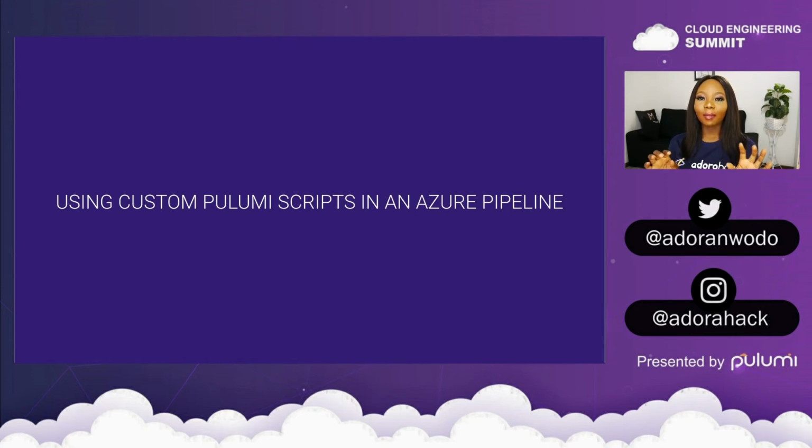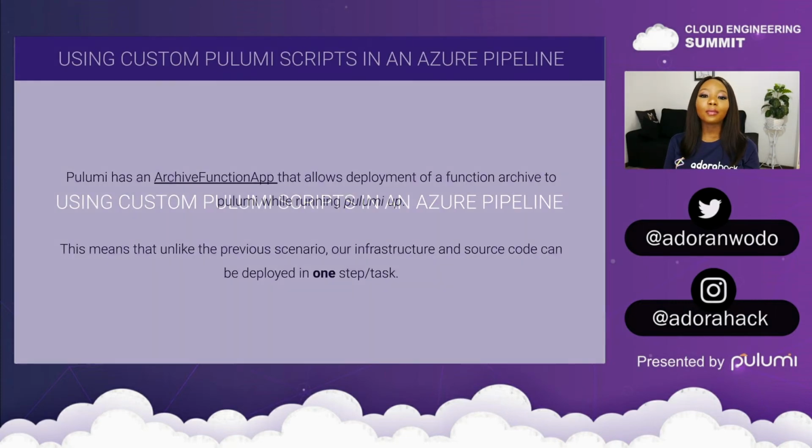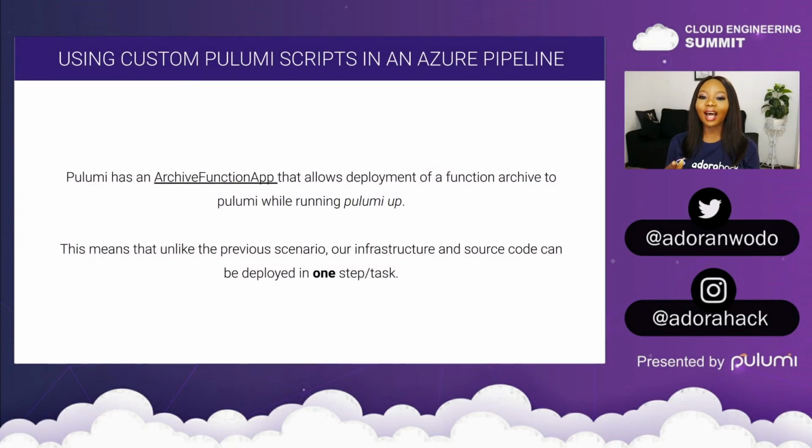I'm going to be talking about this in the context of a function app, but if you are doing Docker and you're doing Docker containers, this also applies as well. But I'm going to be saying this in the context of a function app because I feel it's a lot faster to get by. So Pulumi has something called an archive function app that allows you to deploy a function archive alongside the function app Azure resource when you are running Pulumi up.